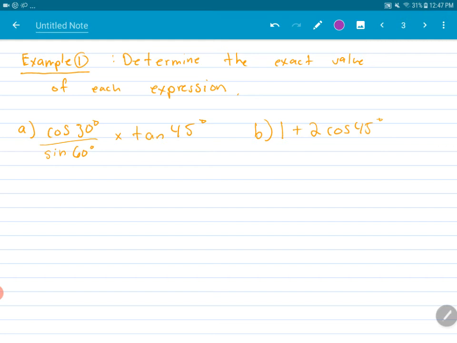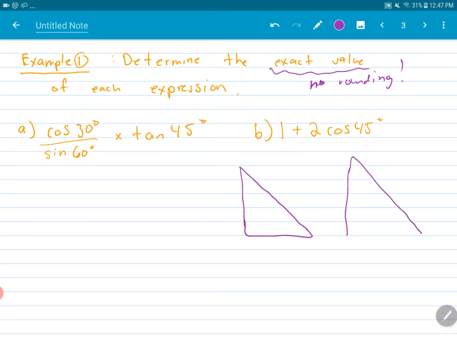So determine the exact value of each expression, and by exact value, what that means is no rounding. Exactly what we were working with before, leaving it as a fraction is the best and the most exact. So the first thing that you want to do with these questions, and going forward, is at the top of every new page that you're working on with trig, put your special triangles, because the more you write them, the better you're going to get at remembering them and using them.